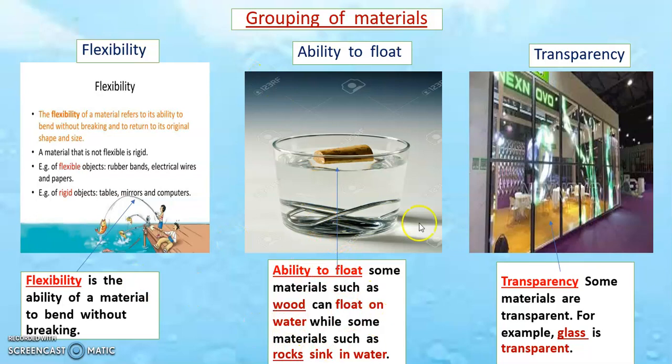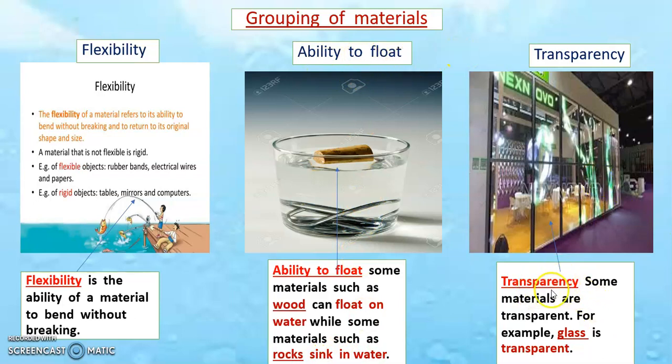Number 5 is ability to float. Some materials such as wood can float on water, while some materials such as rocks sink in water. This is an example of sink in water, and this cork and wood are examples of float on water. This is ability to float.